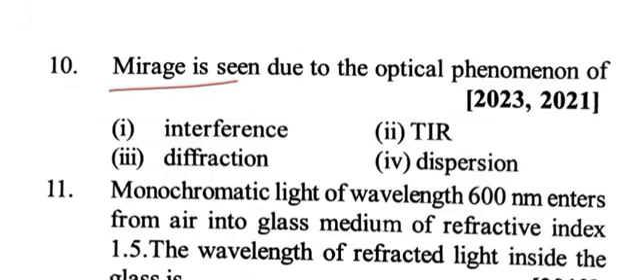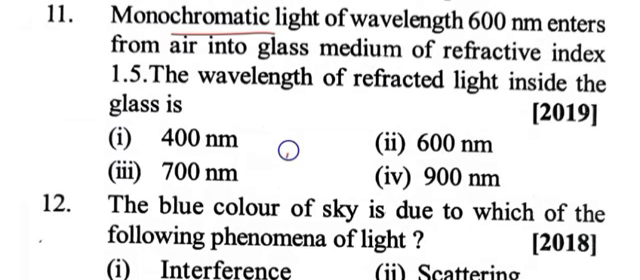Mirage is seen due to the optical phenomenon TIR. Light of wavelength 600 nm enters from air into glass medium of refractive index 1.5. The wavelength of refracted light inside the glass is: we know lambda 2 divided by lambda 1 is equal to mu 1 divided by mu 2. So for lambda 2 we put the value 1, for lambda 1 we put 1.5, so it is equal to 400 nm.